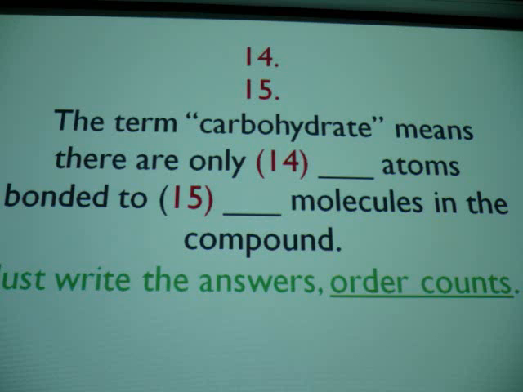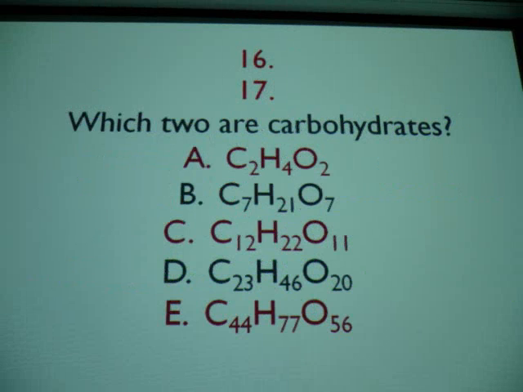Learn the stuff, because I'm bad about swapping things around to get folks who memorize in trouble. So when I say atoms, you say carbon. When I say molecules, you say water. But I might reverse it and have molecules come first in my question. And you know I do that kind of stuff. Only 2 of those are carbohydrates.